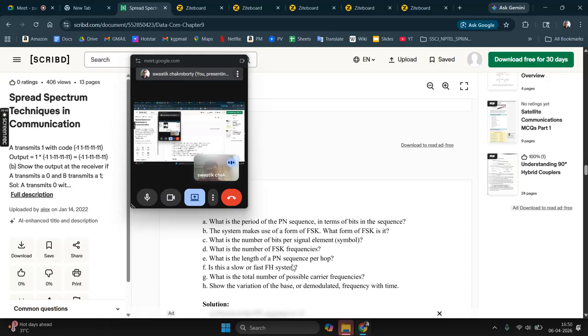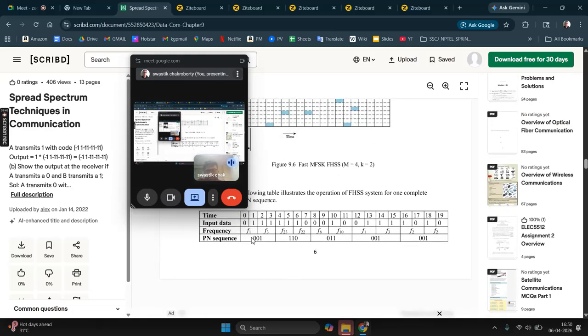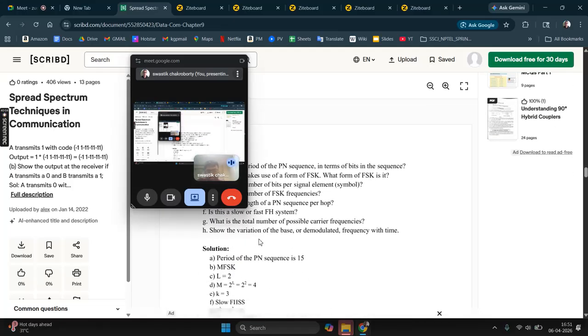And what is the length of the PN sequence per hop? So per hop you have 1. So this F1, F3 is 1 hop. This change from F1, F3 to F3 is because of the MFSK, not because of the spread spectrum. So this constitutes 1 hop. So 3 bits are there in 1 hop.